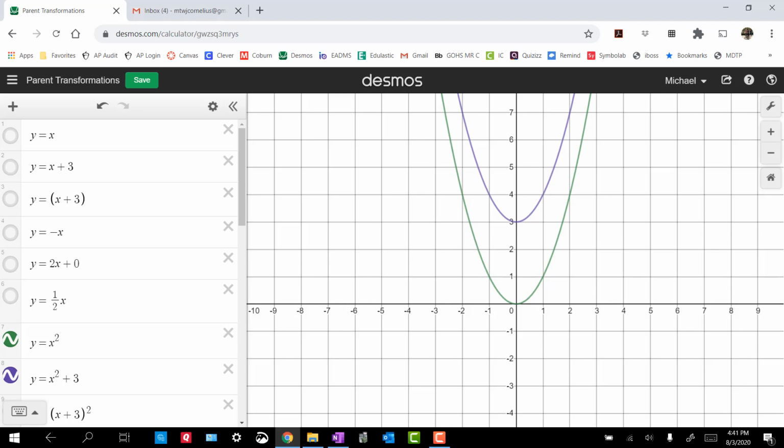In fact, another way to look at it, look at your parent parabola. Look at the vertex here and the vertex on the new one at 0, 3. All that vertex did was go up 3 units, right?